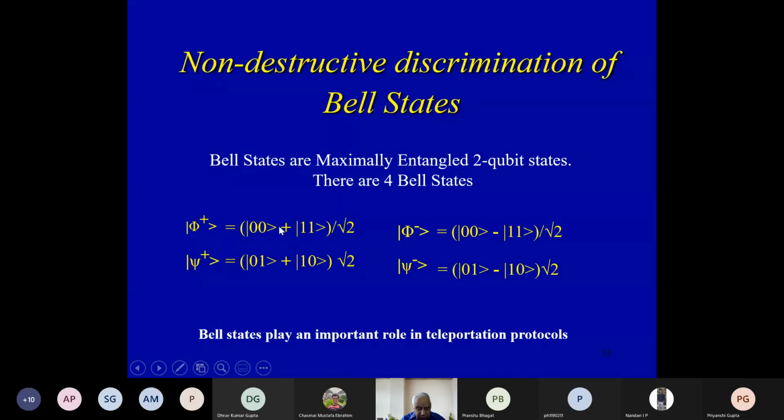You cannot write this as a product of 1-qubit states of spin 1 and spin 2. Therefore, they are maximally entangled 2-qubit states. And there's |00> minus |11>, |01> plus |10>. These are the 4 Bell states, and they play a very important role in the teleportation protocol and whatnot.